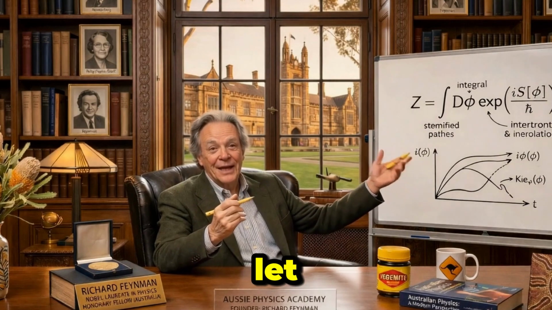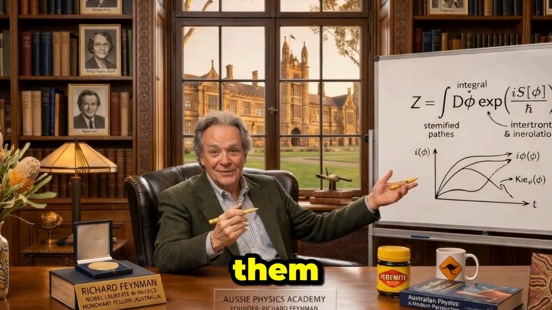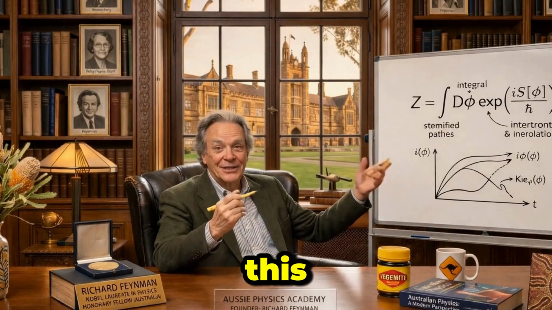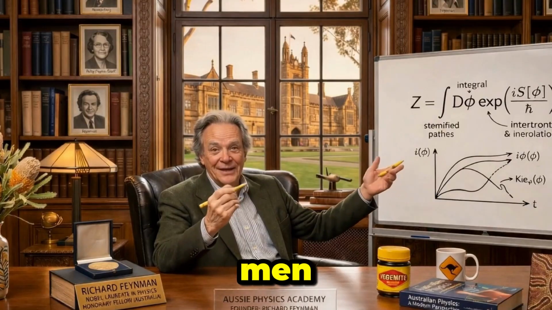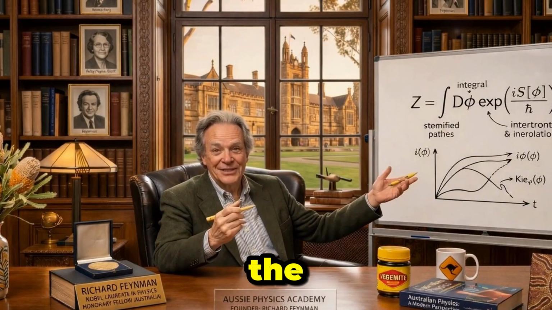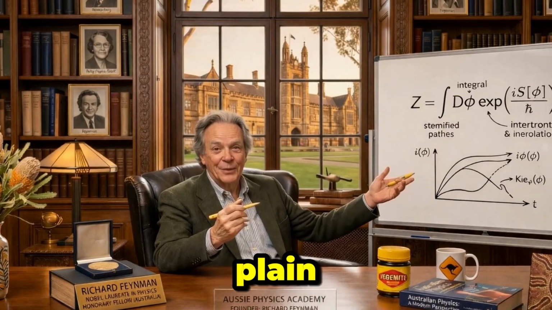All right, let us look at the equations themselves. Do not panic. We are not solving them. We are reading them. Einstein's field equations look like this: G_μν + Λg_μν = (8πG/c⁴) T_μν. Now, forget the symbols for a moment. Let me tell you what this equation is actually saying in plain English.